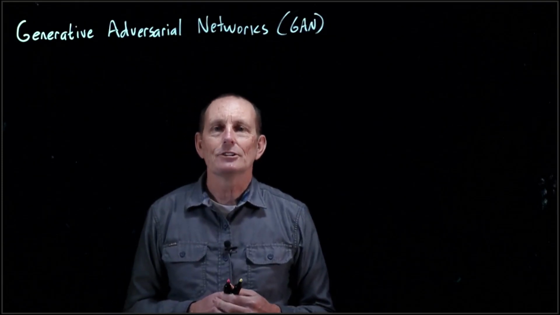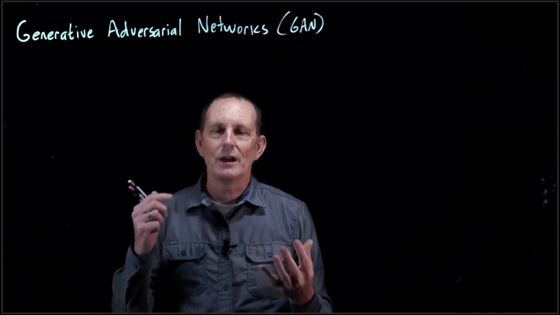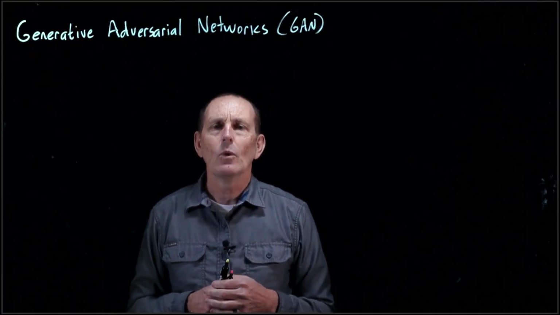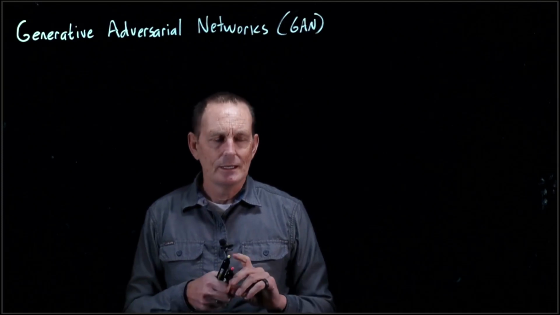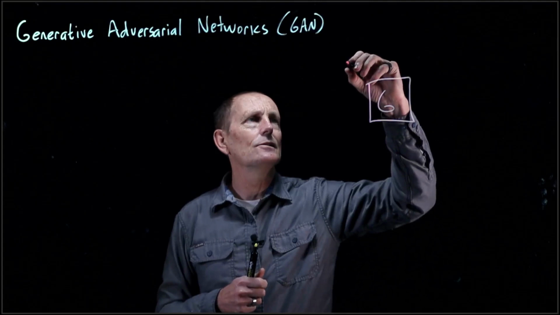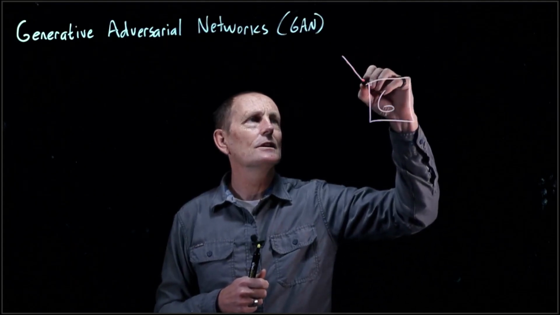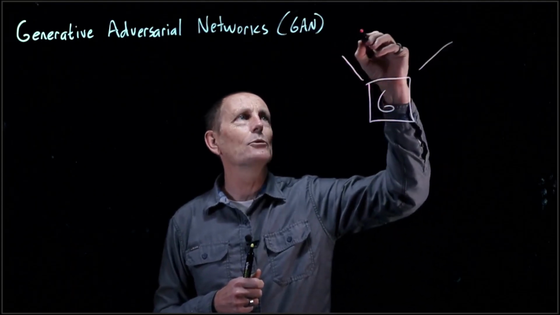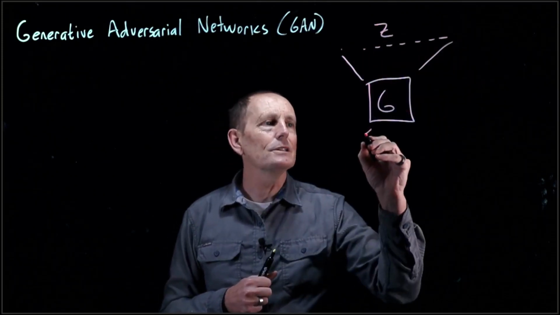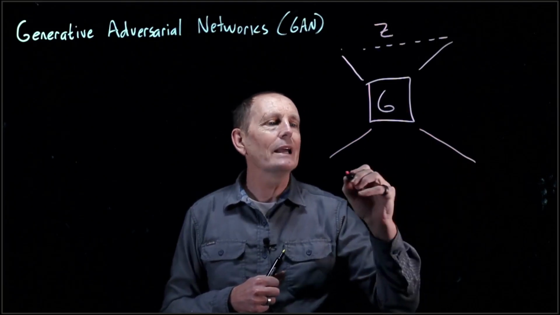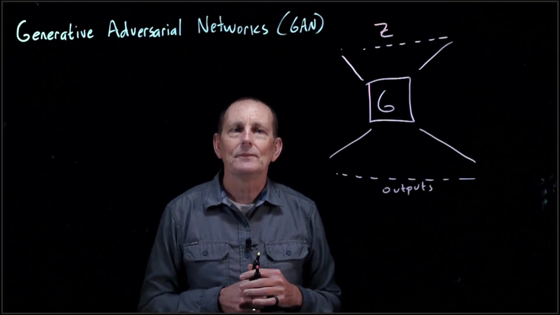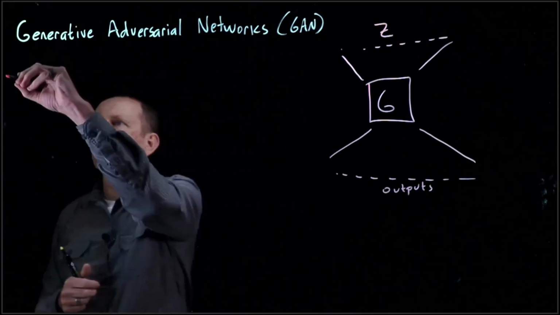GANs can be fairly tricky to train because you've got these two networks you're trying to train, and there are various failure modes that can happen. One failure mode is when the generator takes in different values of z's. We have a wide range of z's, and our goal is a similarly wide range of output. What can happen is what's called mode collapse.